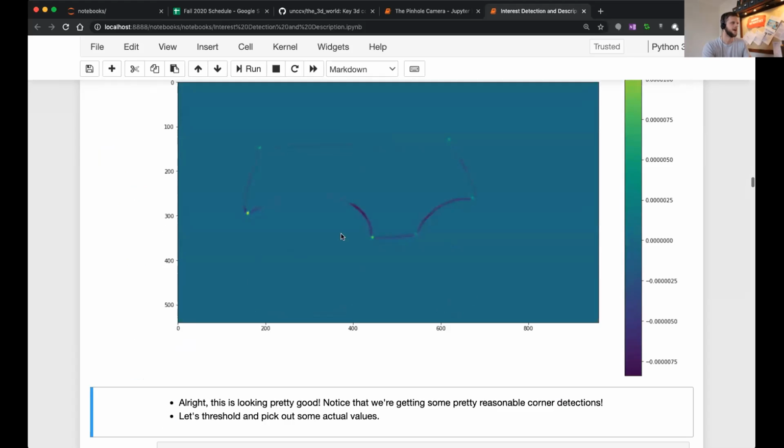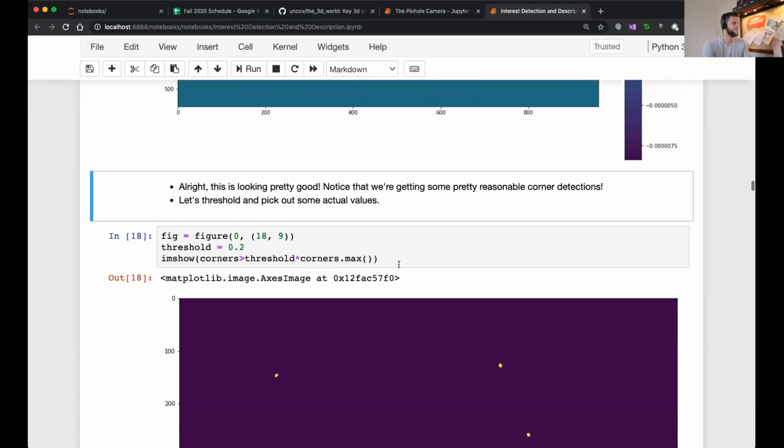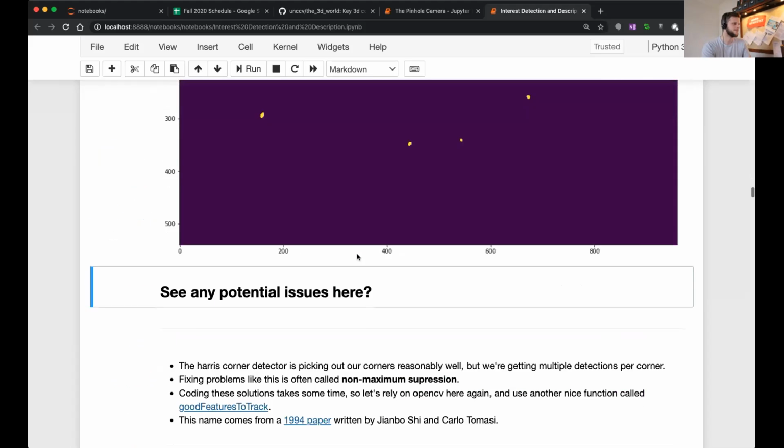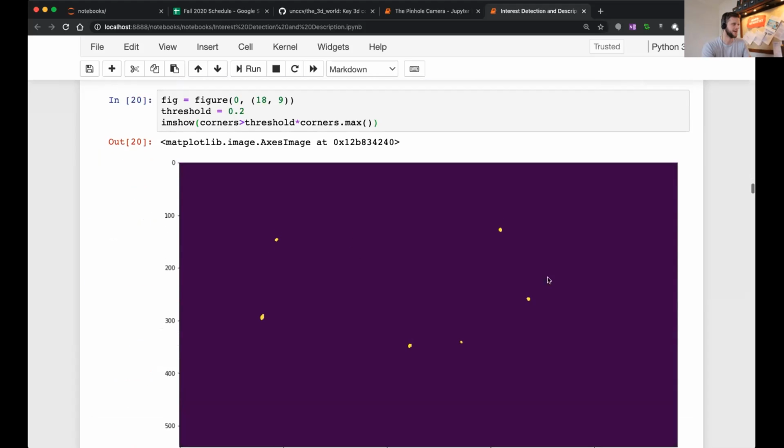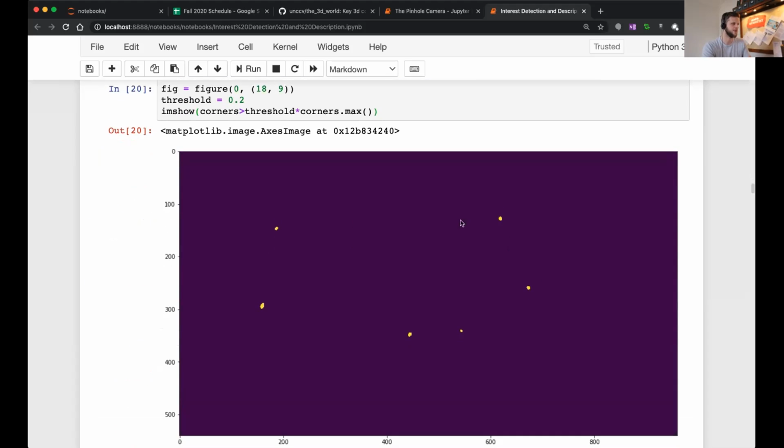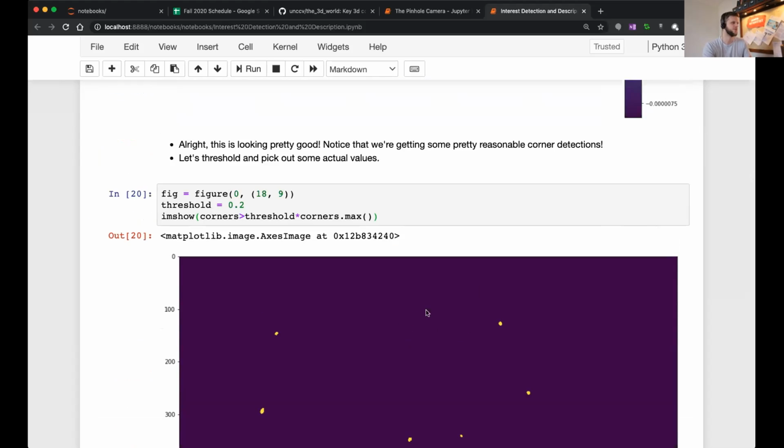But here you can see now we're getting some nice bright glowing regions on the corners of our brick and maybe the corner of our cylinder and ball. And let's do a little threshold. So I'm just going to do a little threshold here to pull out those values. So here are all the regions that had high corner values with that corner detector. So we found corners here.